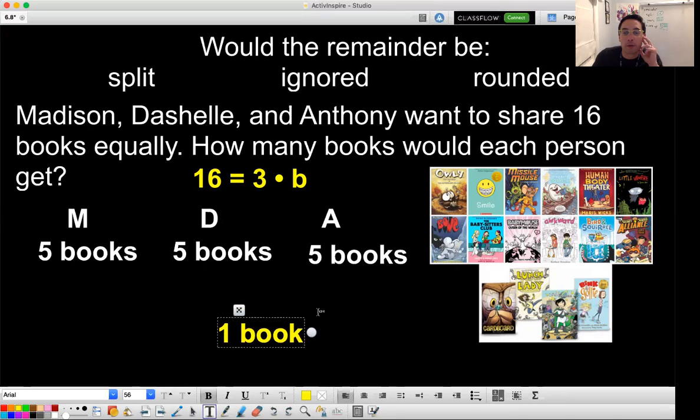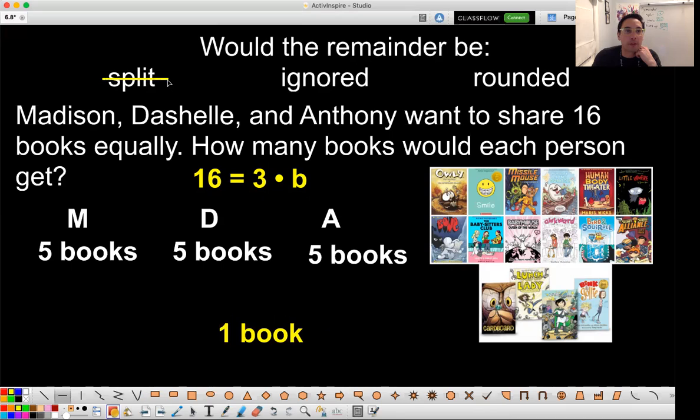Can we do like we did with the gum and slice it in 3 different pieces? It's not really going to work that way. You can't take a book and say, well, I'll get the first 5 pages, you get the next 5 pages, and you get the last 5 pages. Like, it doesn't work that way. So we can't split it. So that's not going to work.